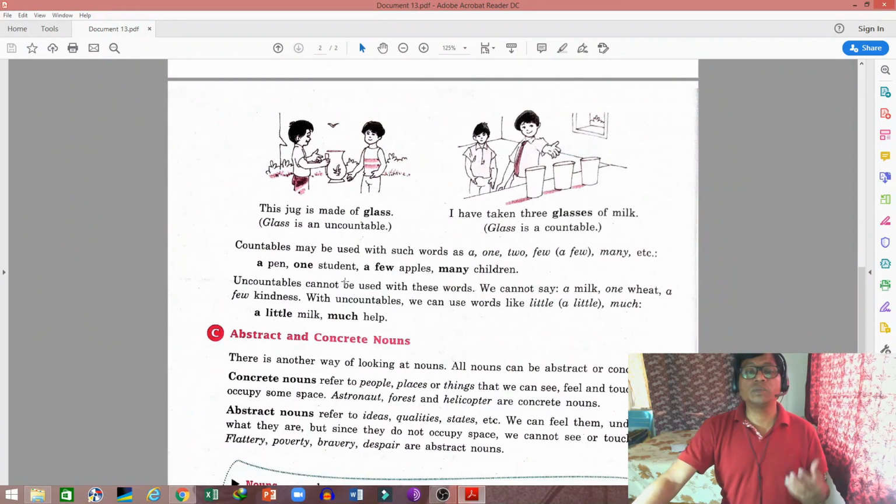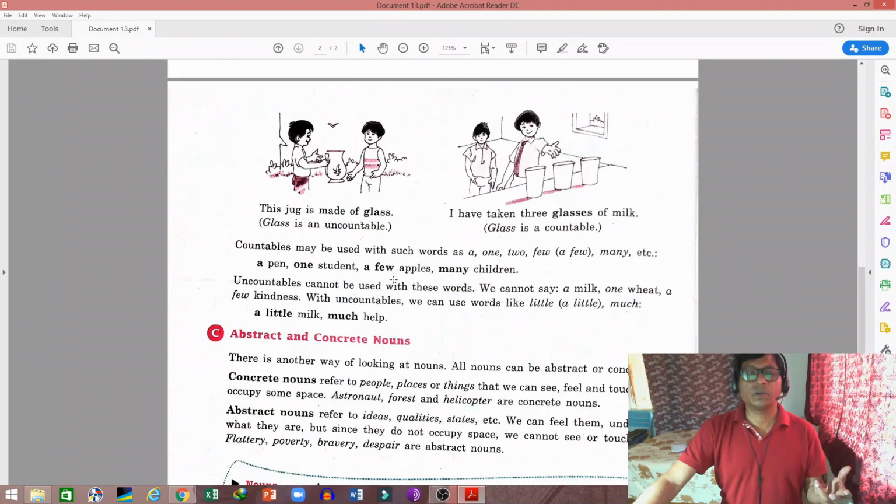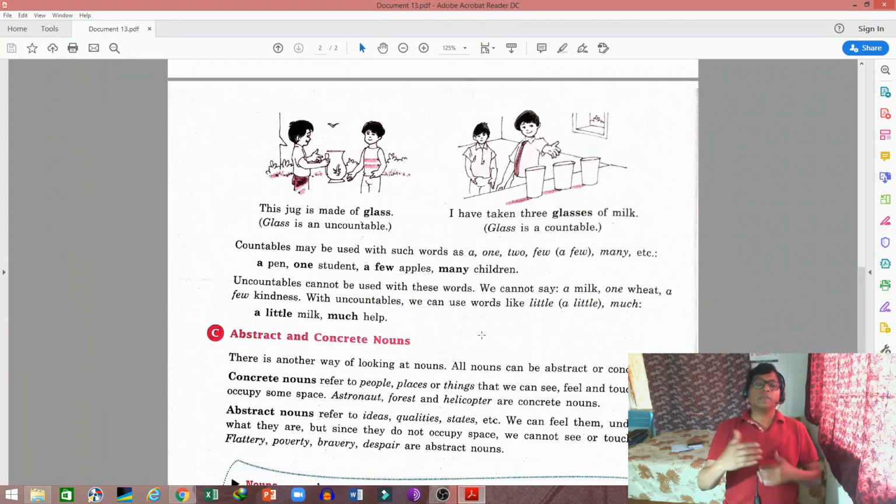So countable nouns may be used with such words as a, one, two, few, a few, many, etc. A pen, one student, etc. You can use numbers like this or indefinite words to express the countable nouns, right? Uncountable nouns cannot be used with these words. We cannot say a milk or a few kindness. You cannot say this. So this is how we can make the difference between countable and uncountable noun.